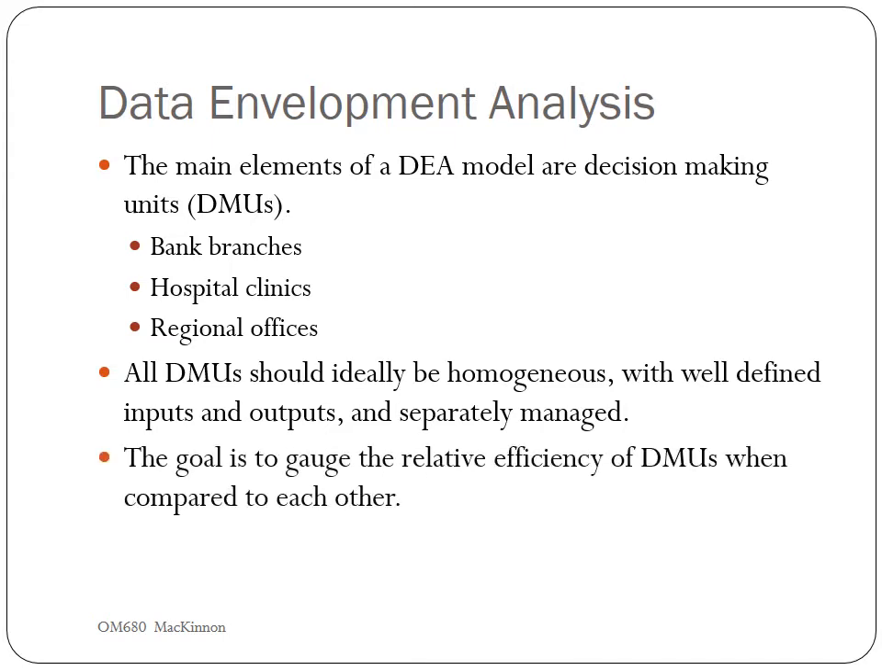So we're going to gauge the relative efficiency of one DMU against other DMUs, which is why they really need to be homogeneous with the same well-defined inputs and outputs. They need to be separately managed, or else we don't really get an effective comparison. All of the inputs should mean the same. The outputs should mean the same. This usually means that these are branches or offshoots of a single organization, although it doesn't necessarily have to mean that.